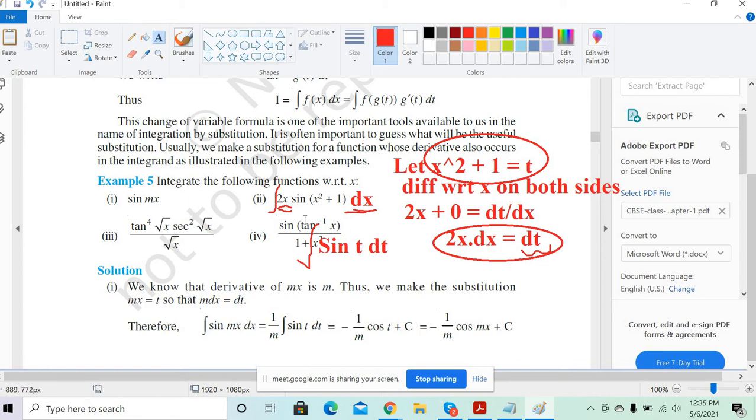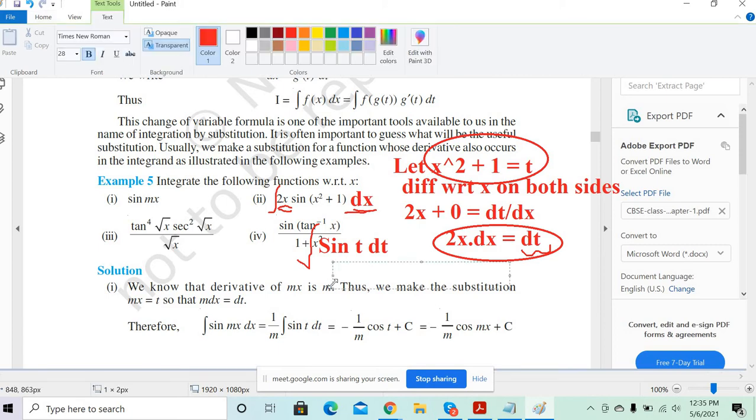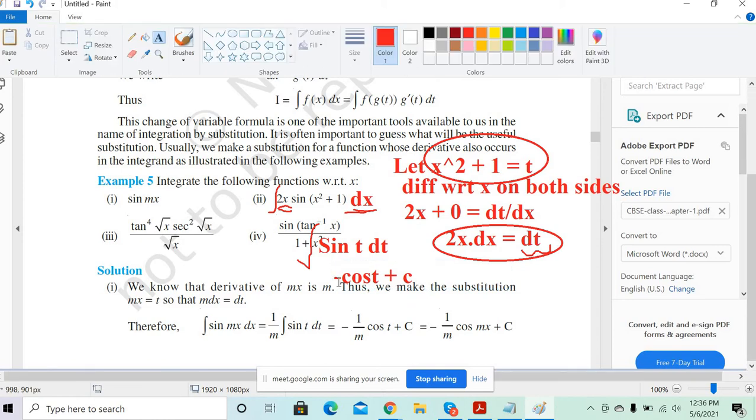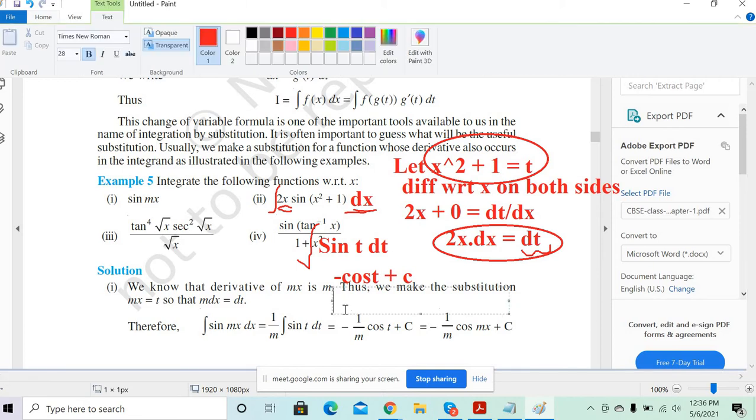You got it in the standard formula form, the integration of sin x dx, right? Now you can apply the formula directly. What is the integration of sin x? You know it's minus cos x. So instead of x, I'll put t, because it is integrating with respect to t. Understood? Minus the integration of sin t dt will be minus cos t plus c. And now again you substitute back the t value.